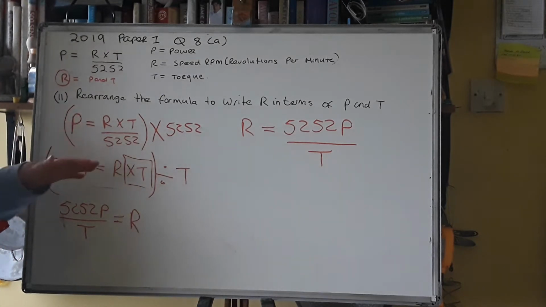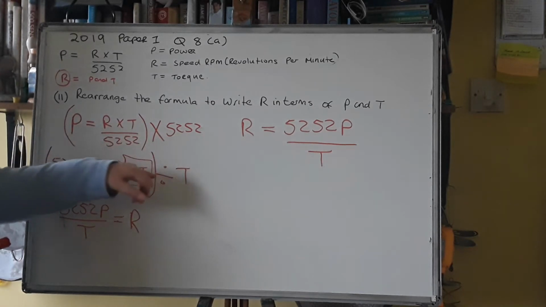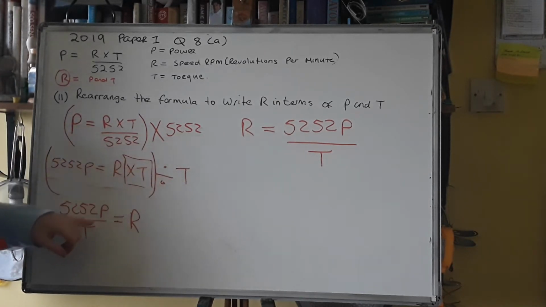Alright, so just take it slowly. Get rid of the fraction first by multiplying by that number. Get rid of that T by dividing everything by the T, and that gives you your answer. Okay?